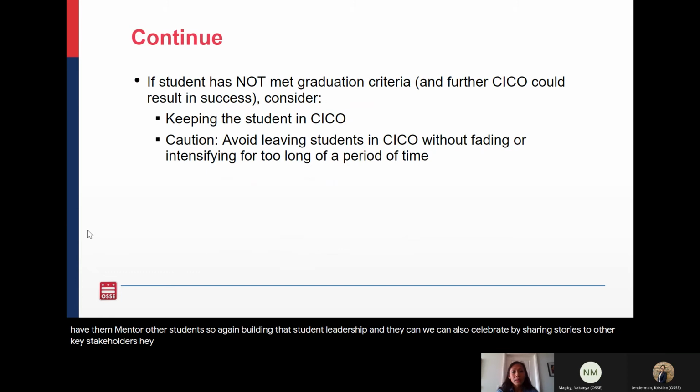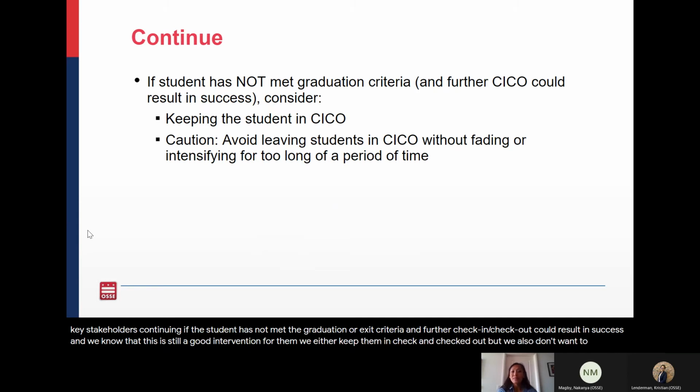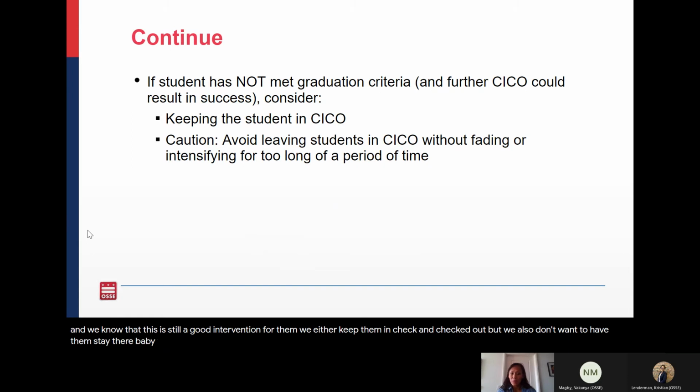Okay, continuing: if the student has not met the graduation or exit criteria, and further check in, check out could result in success, and we know that this is still a good intervention for them, we keep them in check in, check out. But we also don't want to have them stay there stagnant without fading or intensifying. So if they need a little more time, that's great, but then we have to make a decision whether we're going to fade or intensify.